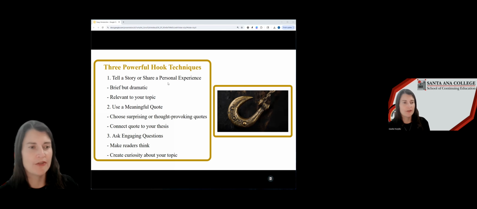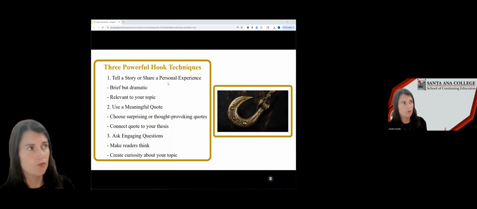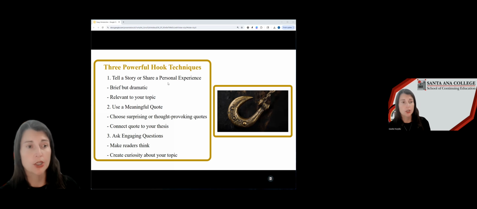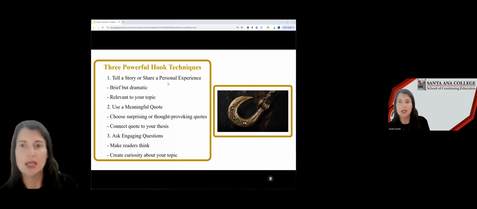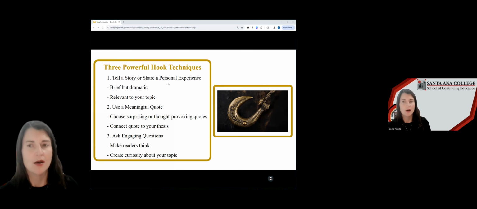So again, for example, if I am writing a paper about the benefits of higher education, one of the questions that I can ask you is, did you know that people with a bachelor's degree earn 20% more than people without a bachelor's degree? Oh, okay. So maybe in this paper, this person is going to be talking about the benefits of higher education and how I can make more money if I have a bachelor's degree. All right, I'm interested. I want to keep reading this paper, right?